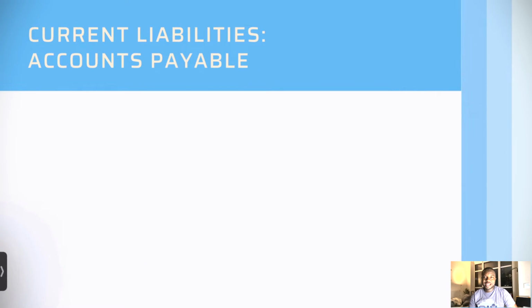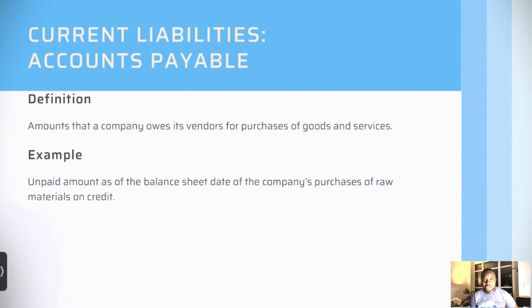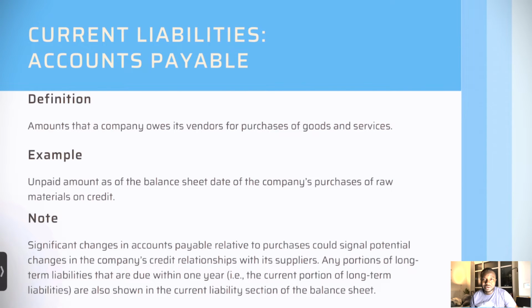On the liability side, we start with account payables, which is the amount the company owes its vendors for purchase of goods and services. An example is the unpaid amount for purchase of raw materials on credit. Significant changes in account payable relative to purchases could signal potential changes in the credit relationship between the company and its suppliers. Note that the current portion of long-term liabilities are also reported in the current liability section of the balance sheet.